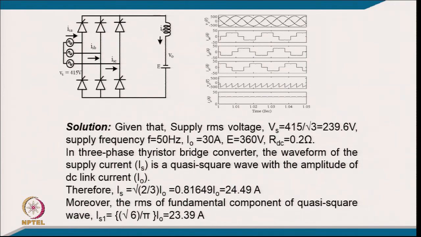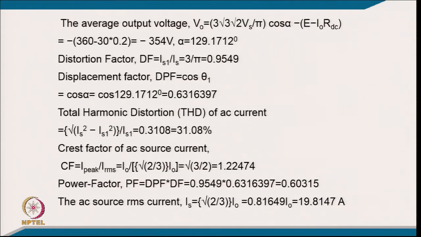In a 3-phase thyristor bridge converter, the waveform of the supply current is a quasi-square wave with the amplitude of the DC current I0, and therefore IS equals root 2 by 3 into I0, 0.81649 I0, that is 24.49 ampere. Moreover, the RMS of the fundamental of the quasi-square wave is root 6 by pi into I0, that is 23.39 ampere.